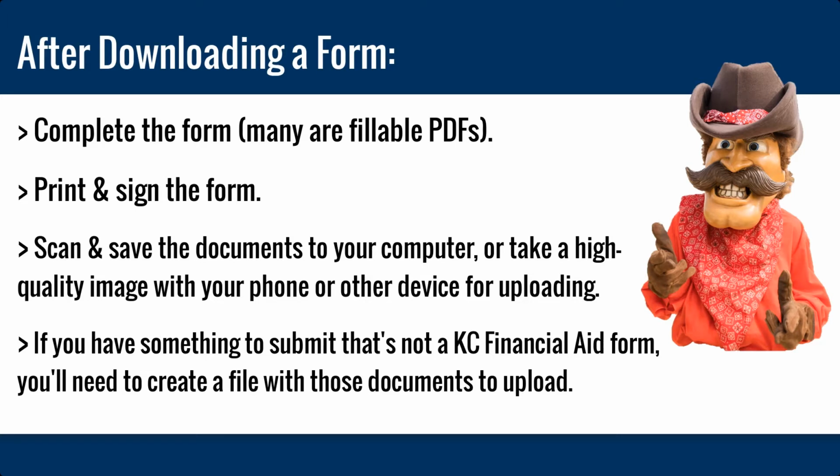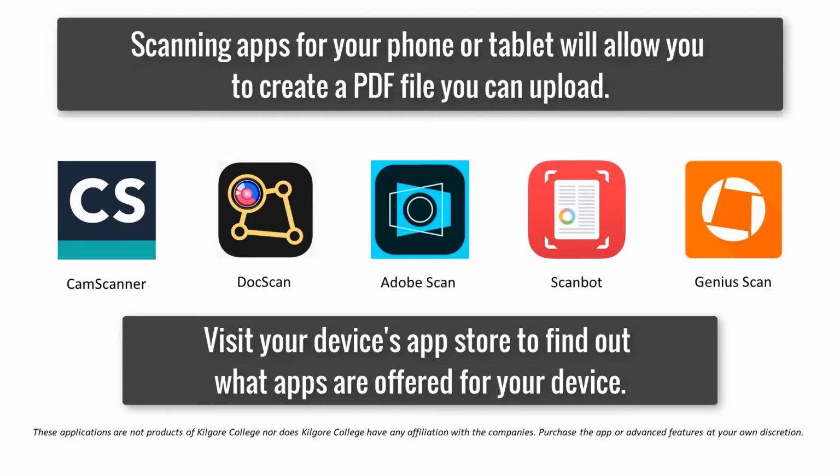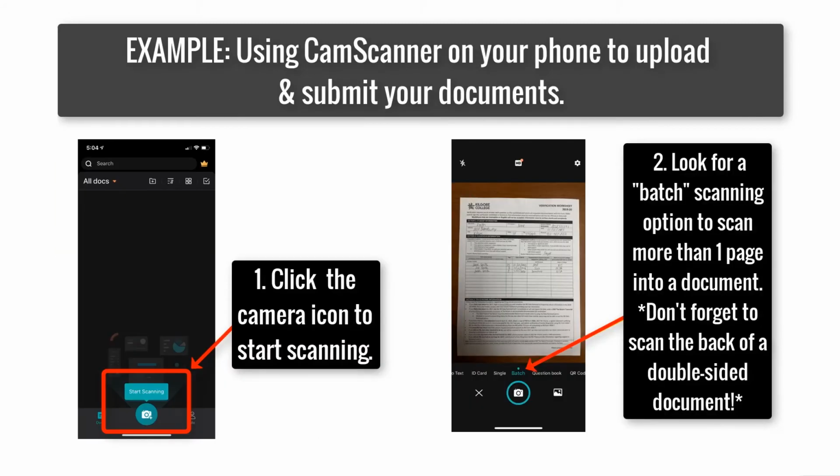Scan and save the documents to your computer, or take a high-quality image with your phone or other device for uploading. If you have something to submit that's not a KC Financial Aid form, you'll need to create a file with those documents to upload. Scanning apps for your phone or tablet will allow you to create a PDF file you can upload. Visit your device's app store to find out what apps are offered for your device.